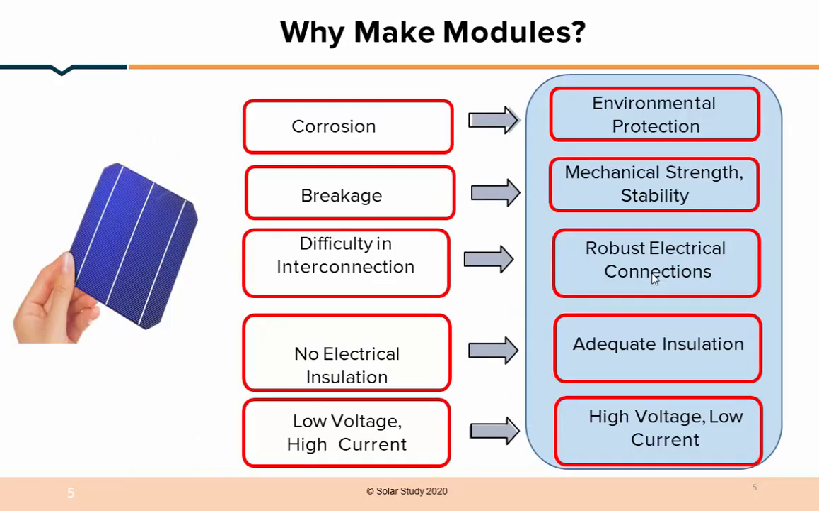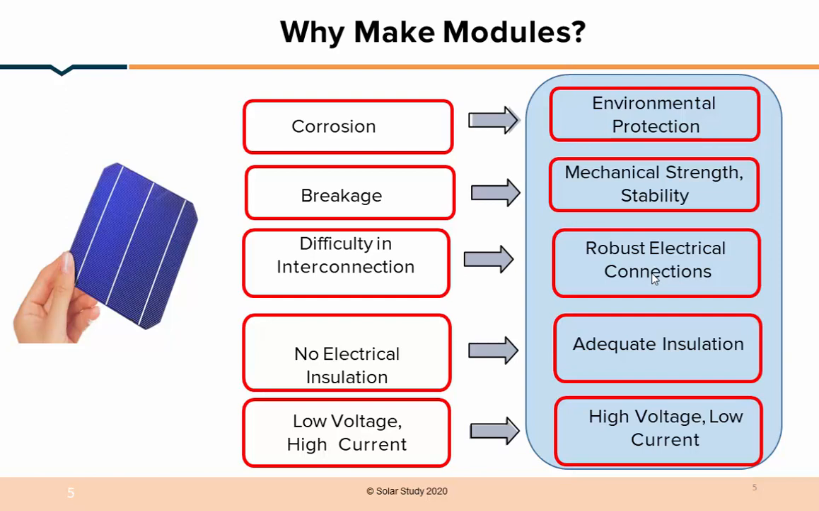Next, why make modules? We know that we can't get enough voltage from a single cell. A single cell produces only 0.6 volt. So I can't use this cell in an environment because there may be a chance of breaking. So what they did is set some industry standards. They make these cells in a series connection. By connecting a series of these cells, they made one module. In one module there are either 60 cells or 72 cells.